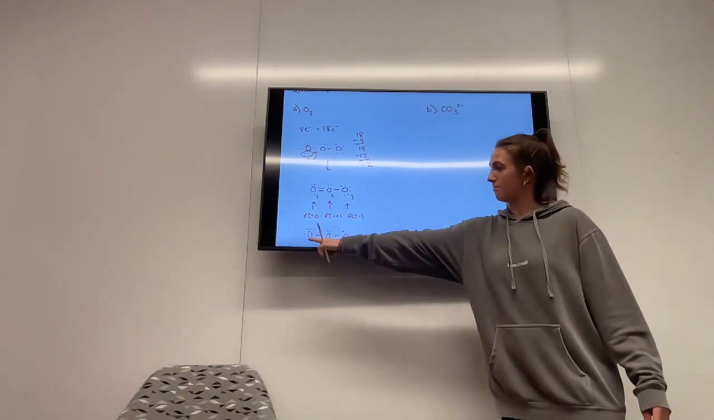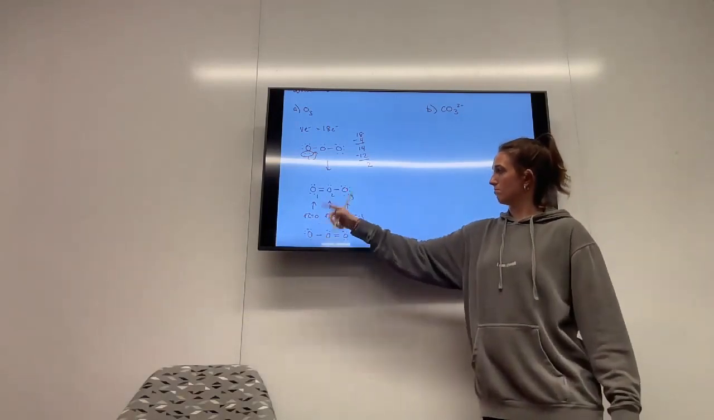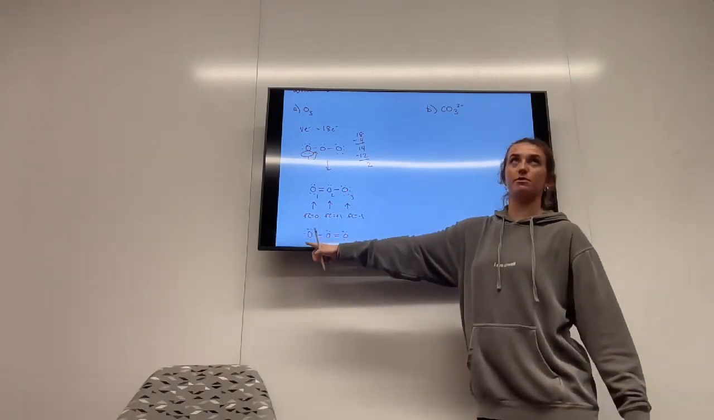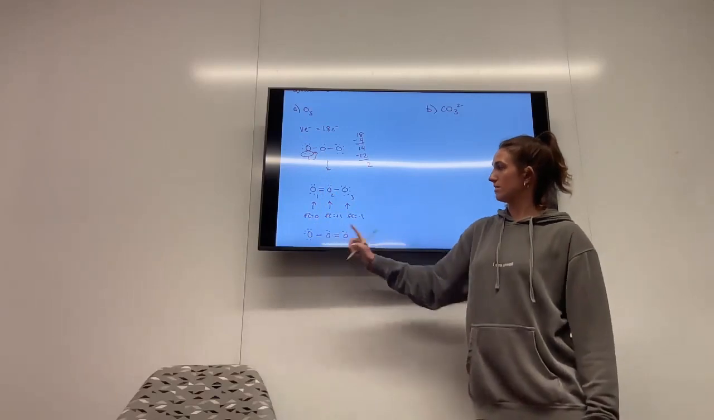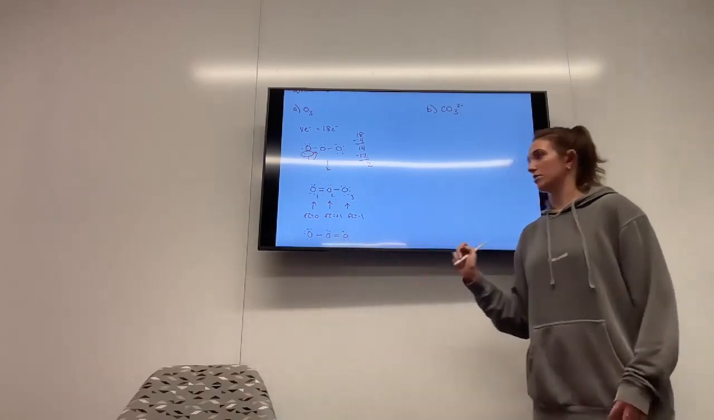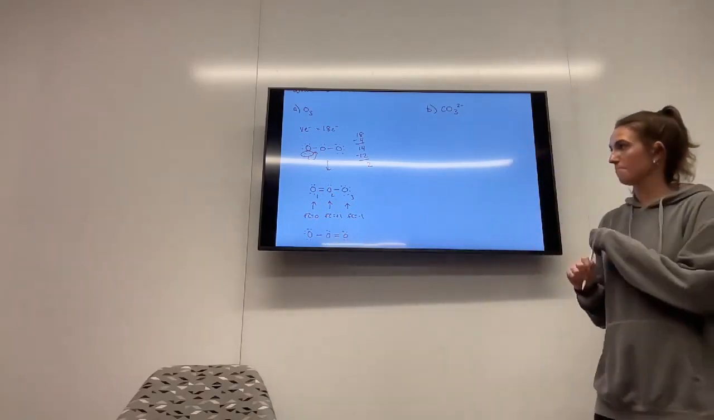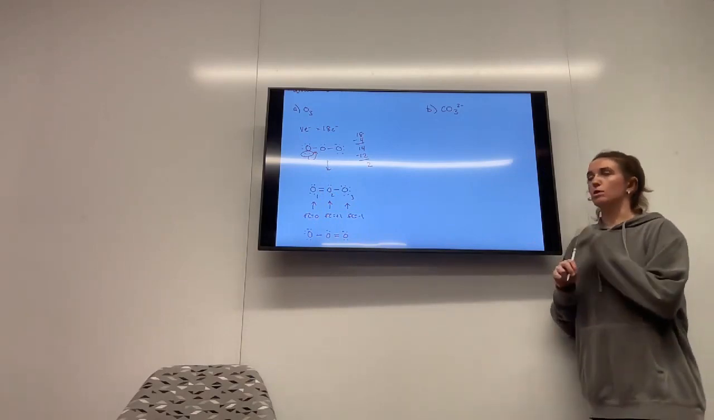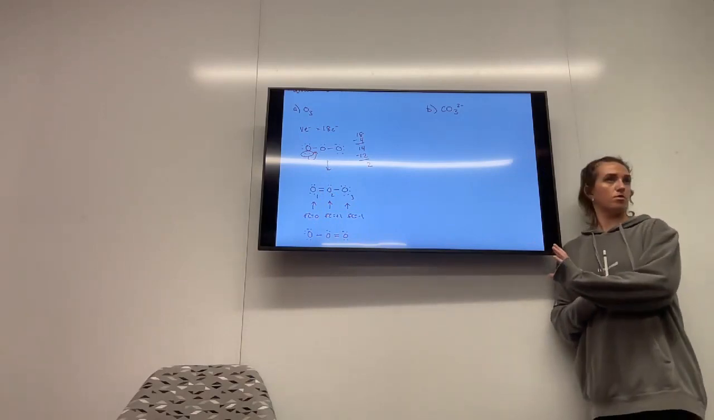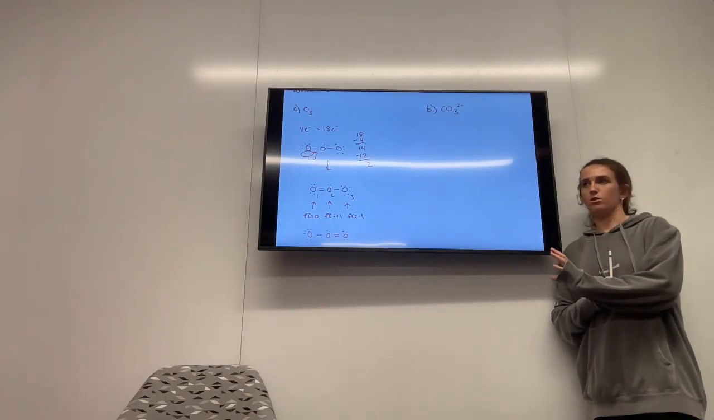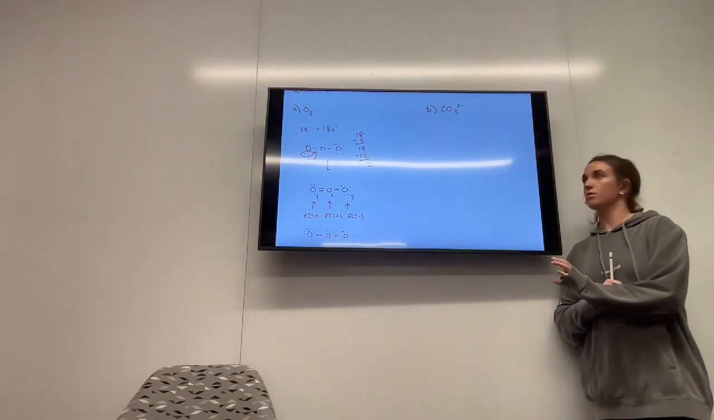And so now we have oxygen 1 that looks like oxygen 3 from the beginning. Oxygen 2 looks the same, and then oxygen 3 now looks like oxygen 1. Okay. What questions do we have about ozone? To help make a little bit more sense on that one.